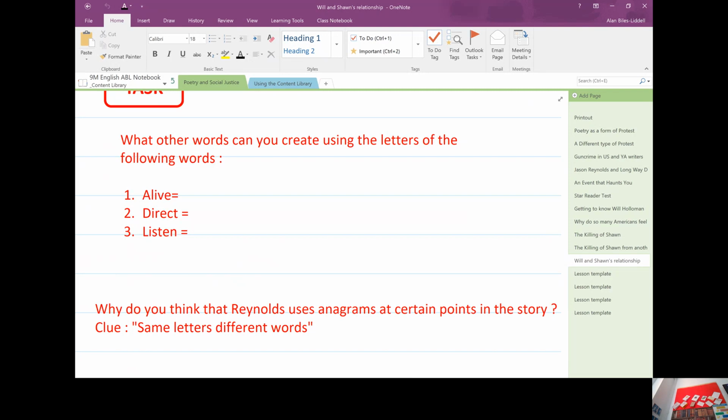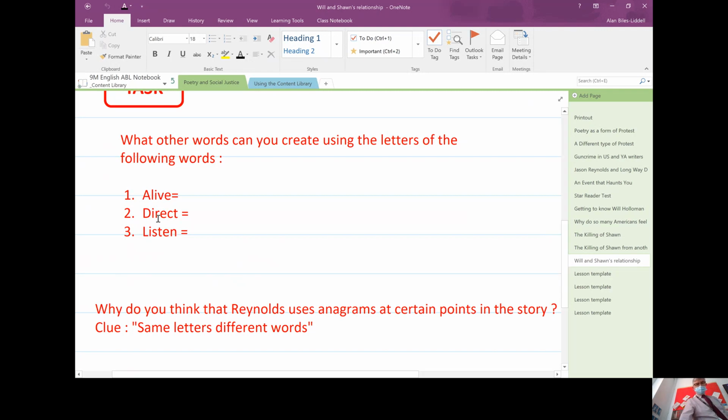So, what is the time now? It is 11:51. I'll give you until 12 o'clock, high noon, to unscramble. What other words can you create using the letters? He's got canoe, isn't he? He's got canoe.